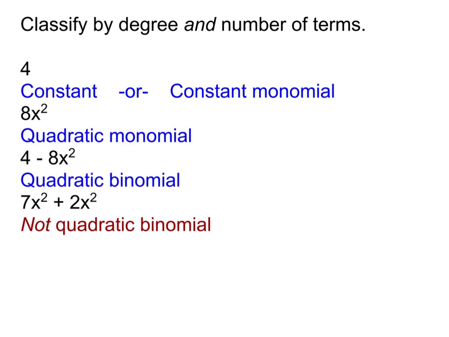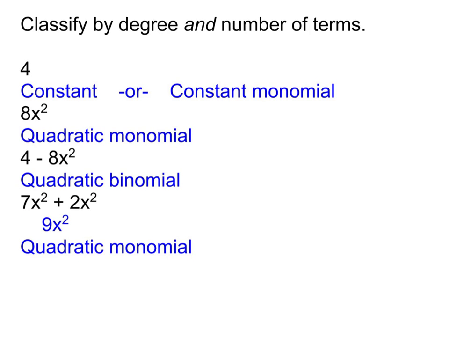We can simplify it, right? And so if I combine the like terms, it actually equals 9x squared. So it's actually quadratic monomial. All right, so just a little bit of practice, a little bit of a refresher there.